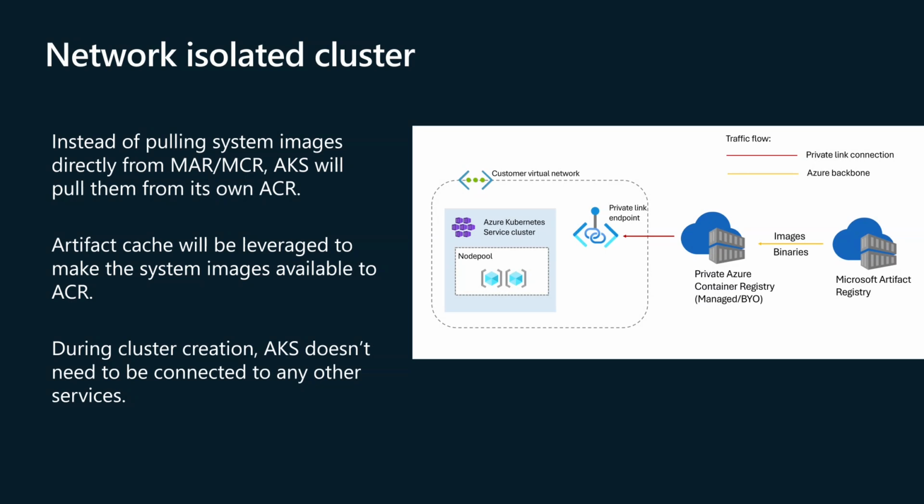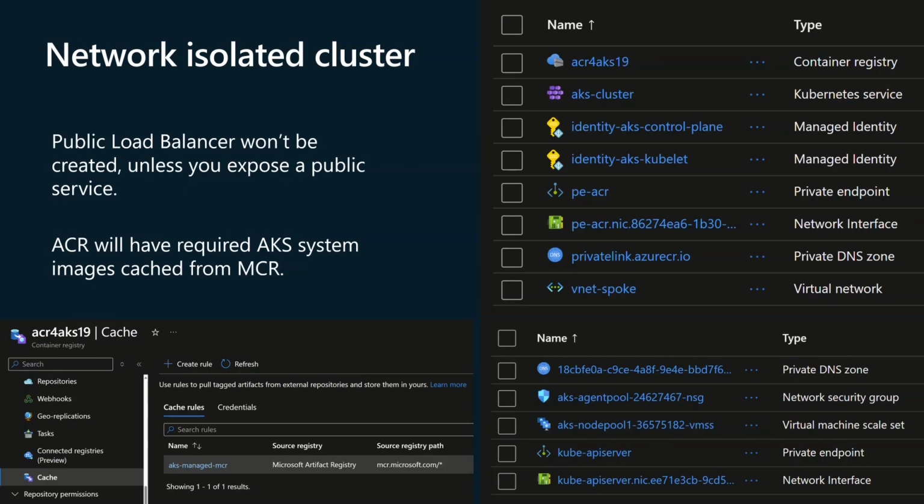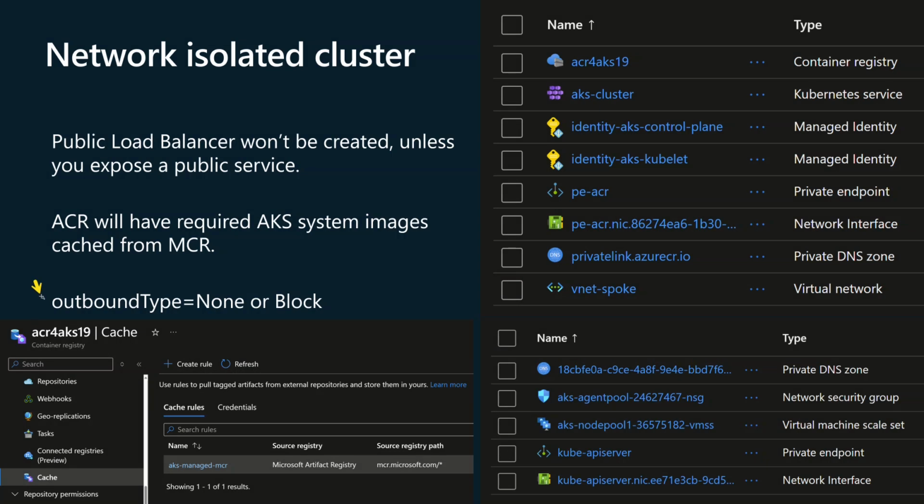Technically, how this works: when we create an AKS cluster with network isolated cluster enabled, which could be achieved by specifying the outbound type to be equal to none, if you want to configure yourself the outbound or egress connection, how your cluster can connect to the external resources, or by specifying the block option here, which will block any egress traffic even if there is a way to connect to the external resources.